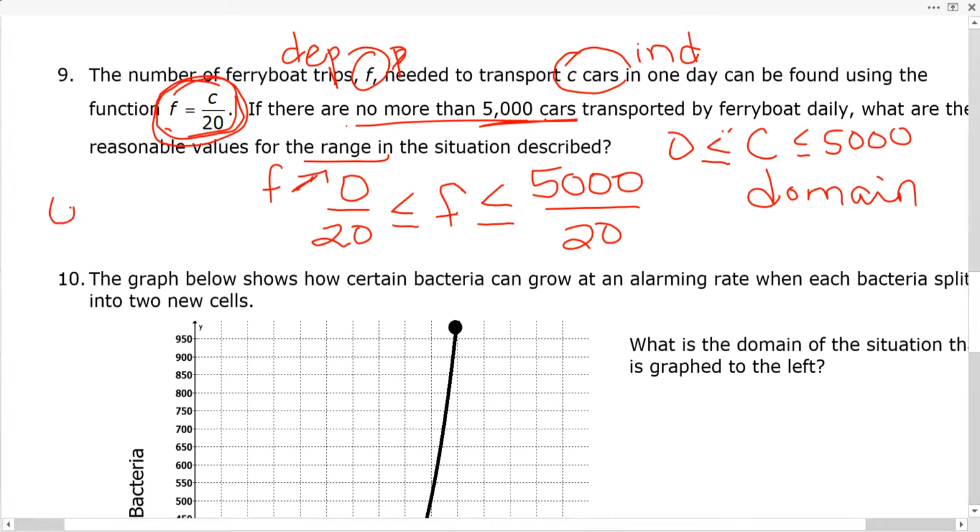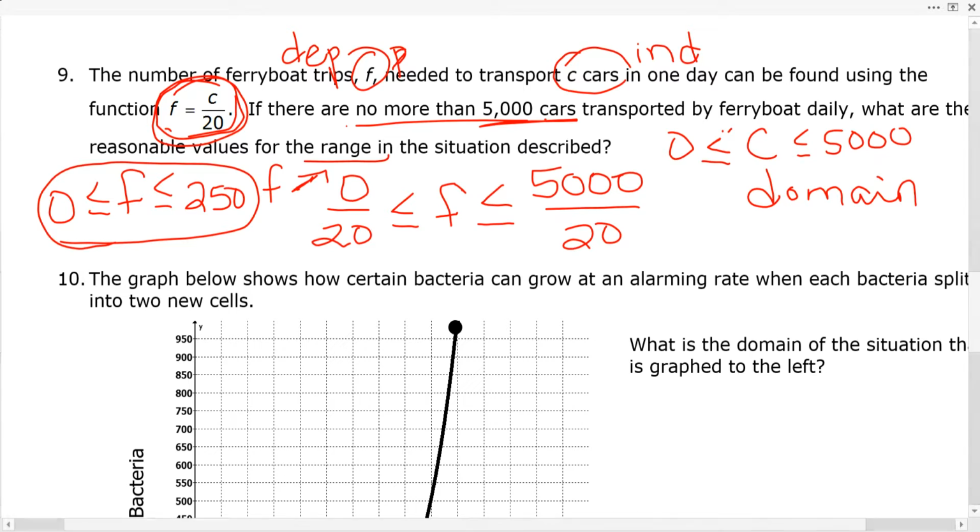So 0 divided by 20 is 0, and 5,000 divided by 20 is 250. So the range is somewhere between 0 and 250 ferryboat trips to get 0 to 5,000 cars across.